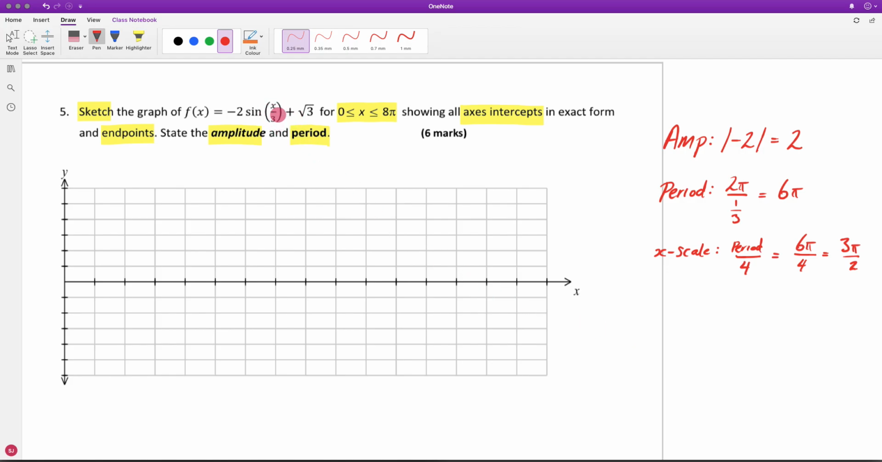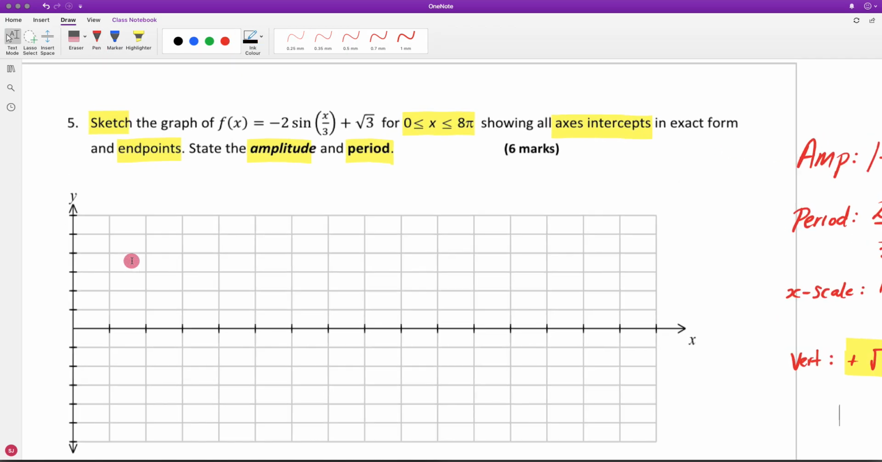Next, I'm going to ask, do I have any horizontal shifts? I do not, because I have nothing plus or minus within the brackets here. But I do have a vertical shift, which I can see here. So my vertical shift is going to be plus the square root of 3. With these key pieces of information, this, and this, and this, and this, I'm now going to be able to give my graph a sketch.